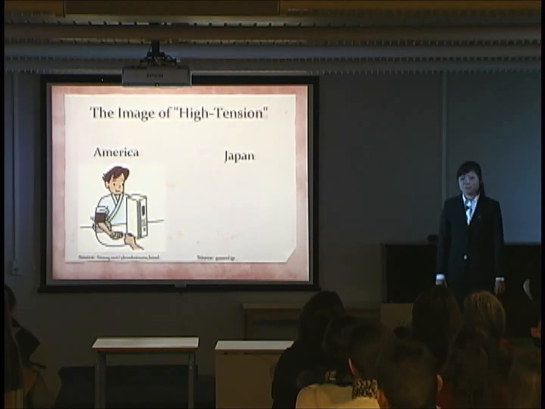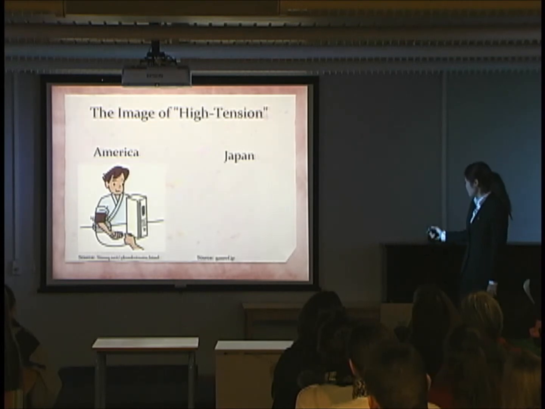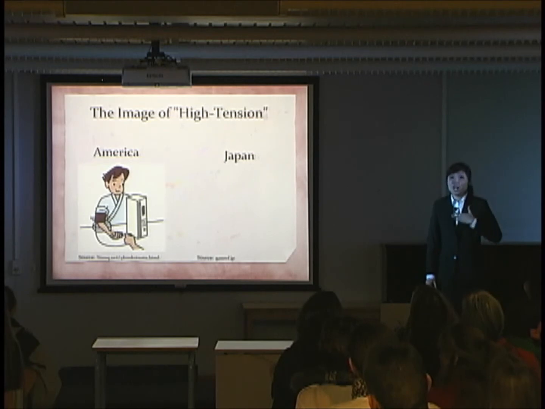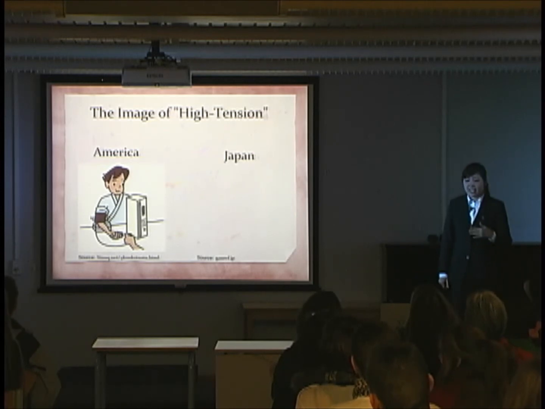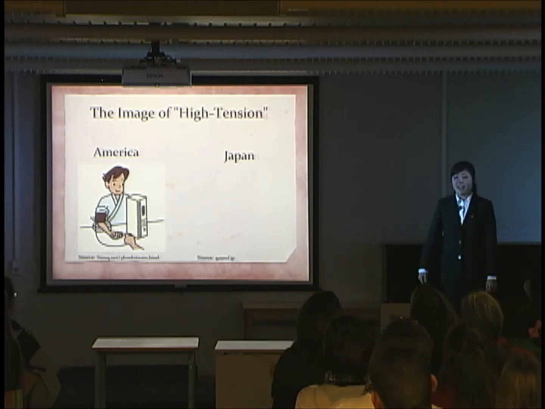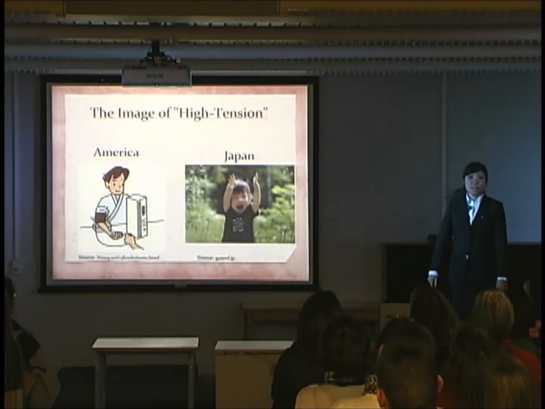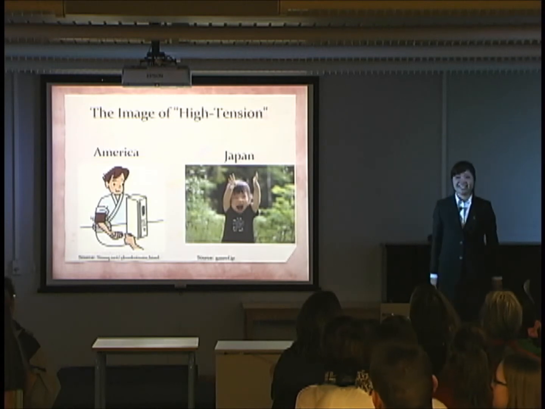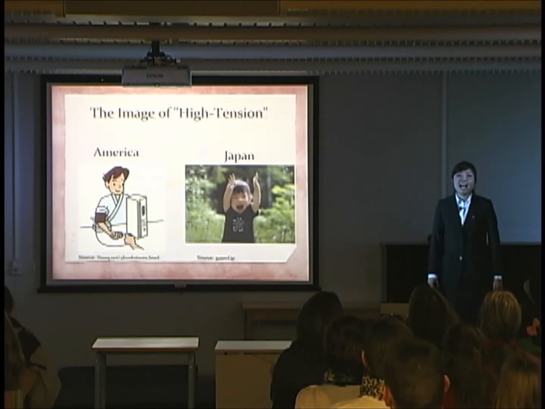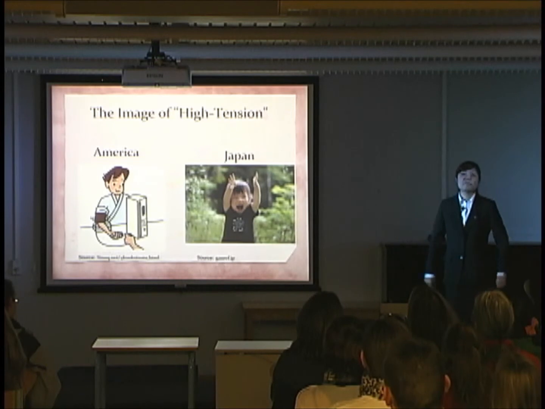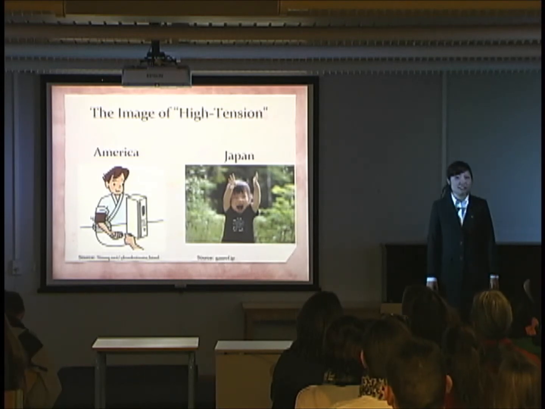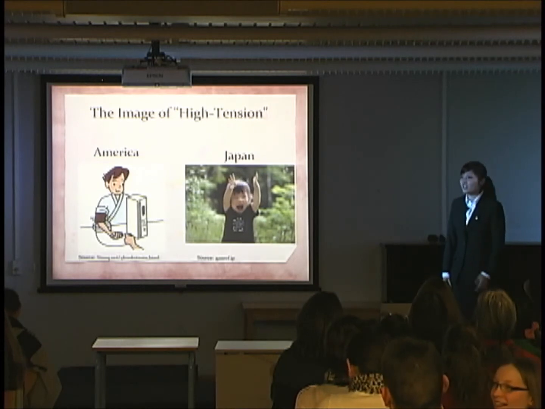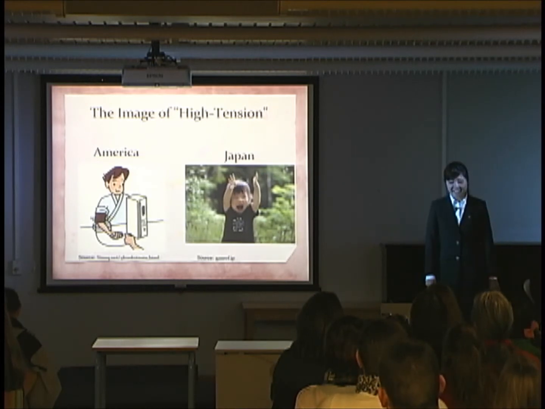Next one is the American image of high tension, which is this picture. It means high blood pressure. But the Japanese image of high tension is really different. It's people who feel excited. I said to my teacher, I am high tension. But my teacher was surprised to hear that and worried about me because they thought I had high blood pressure.